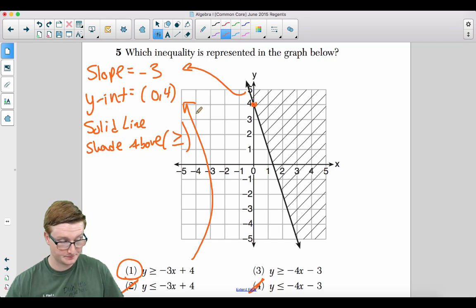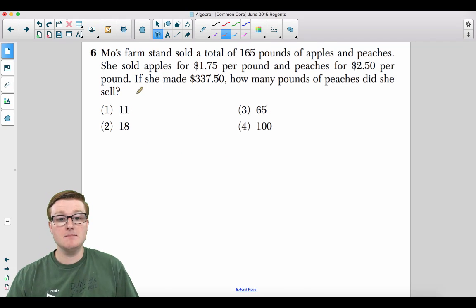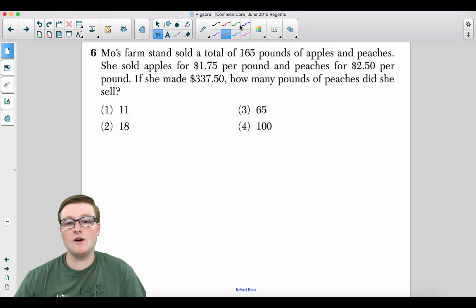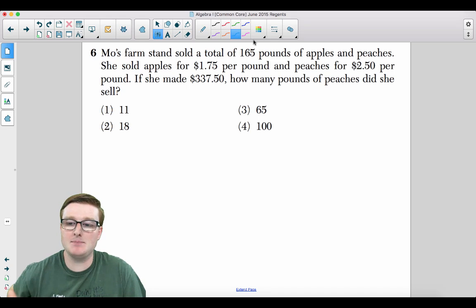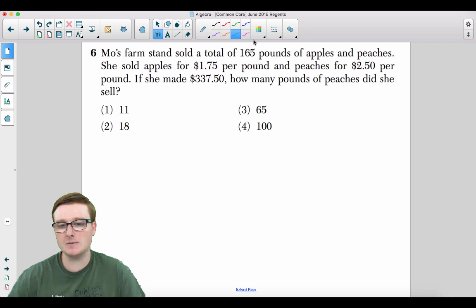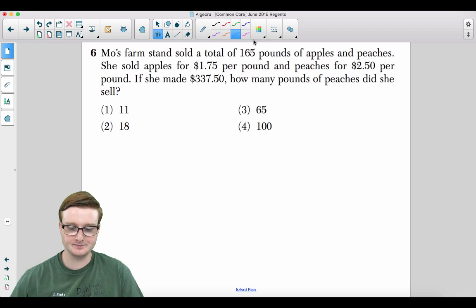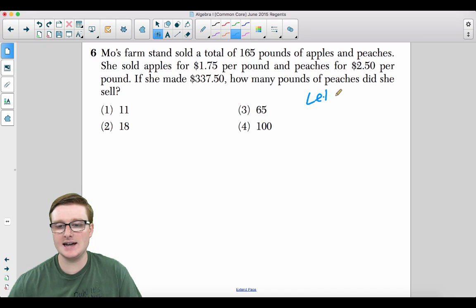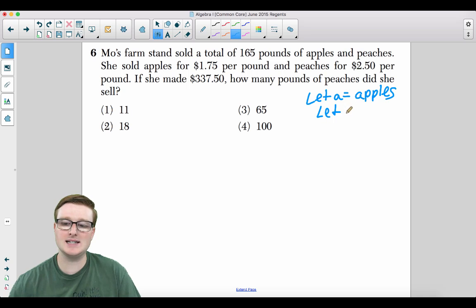All right, cool. Number 6. Moe's farm stand sold a total of 165 pounds of apples and peaches. She sold apples for $1.75 per pound and peaches for $2.50 per pound. If she made $337.50, how many pounds of peaches did she sell? So I'm going to let A equal apples, and I'm going to let P equal peaches.